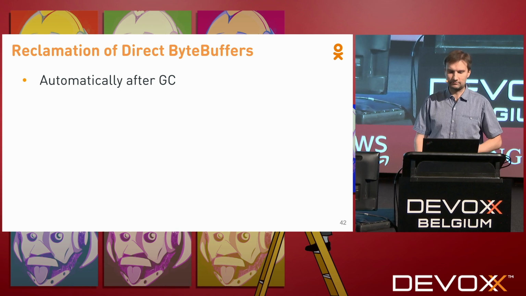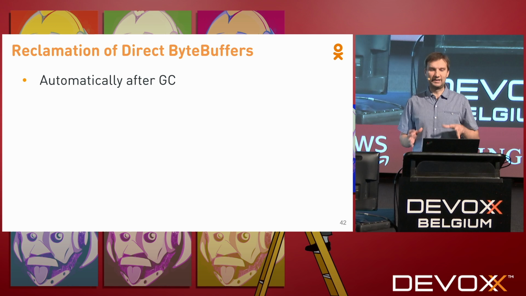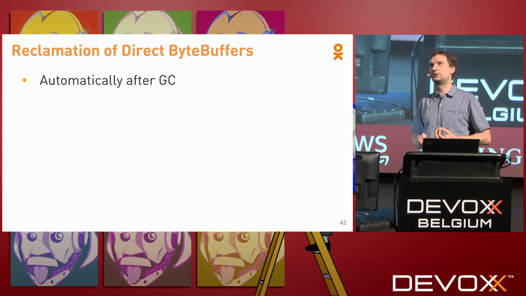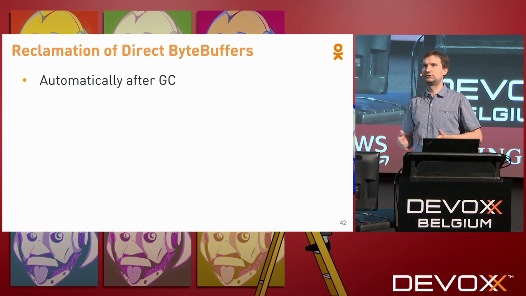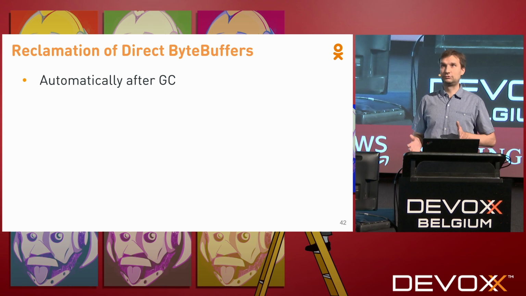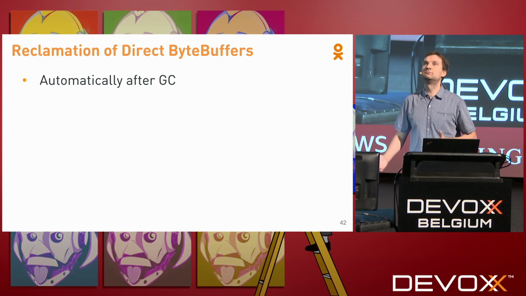It's not too easy to manage memory consumed by direct byte buffers because there is no standard way to release byte buffers. They're released automatically if the JVM sees no references to the byte buffer. So if you have a large Java heap, for example, and GC doesn't happen too often, you can run out of direct memory earlier than GC happens.